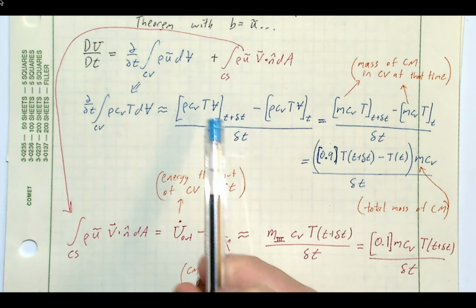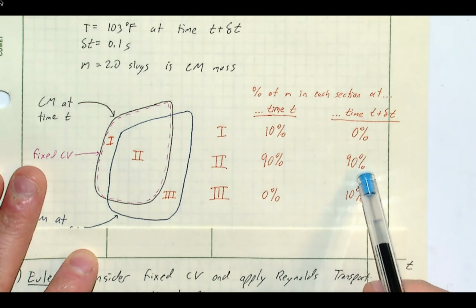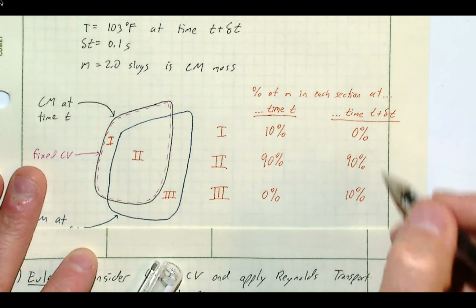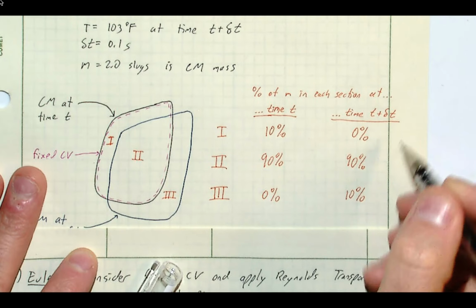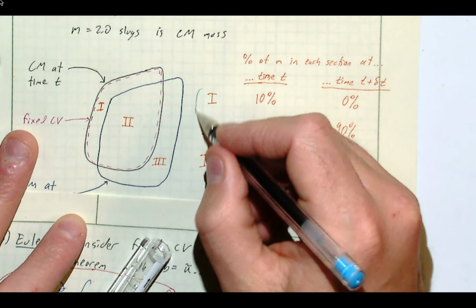So the mass within the control volume is the thing that changes here. Also, the other thing that changes is the temperature. So here, this is the mass within the control volume at T plus delta T. Remember, the control volume is only 1 and 2. 3 is outside of the control volume. So we're only going to get 90% of the mass, whereas originally all of the mass was in our control volume.